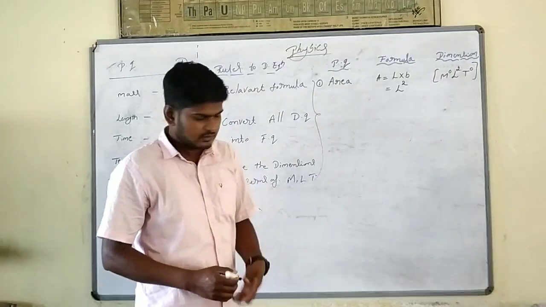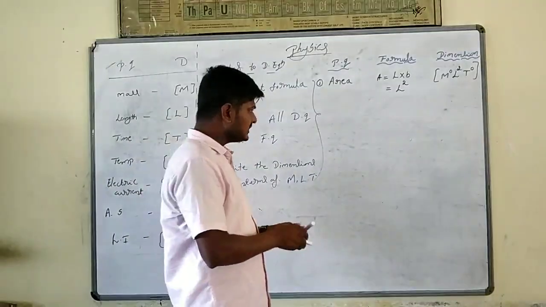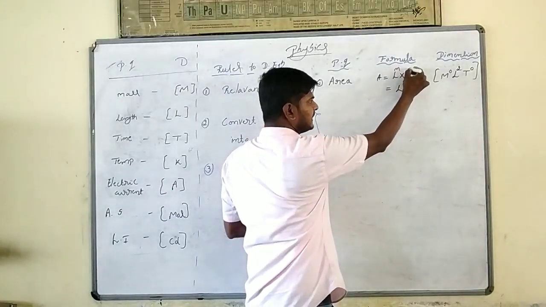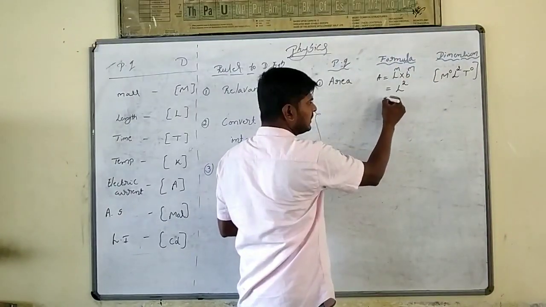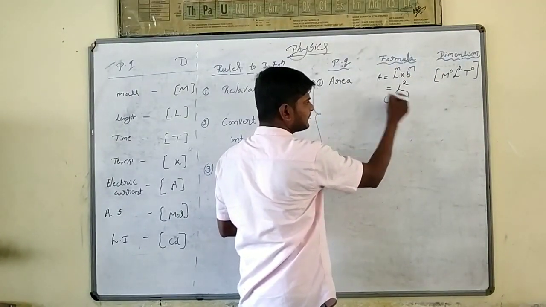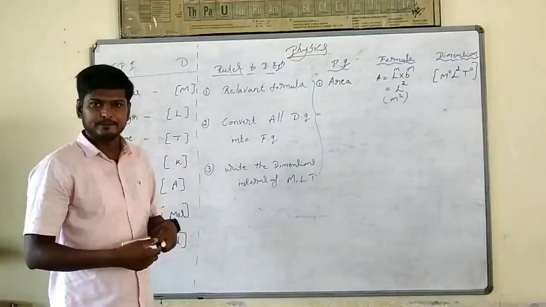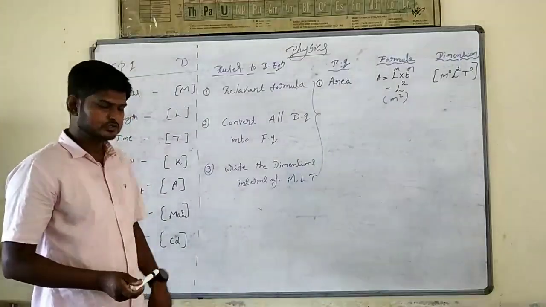Clear? Now for area, L square, length is in meter and breadth is also in meter, so meter into meter, the unit will be meter square. In blue ink I am going to write the unit: meter square.